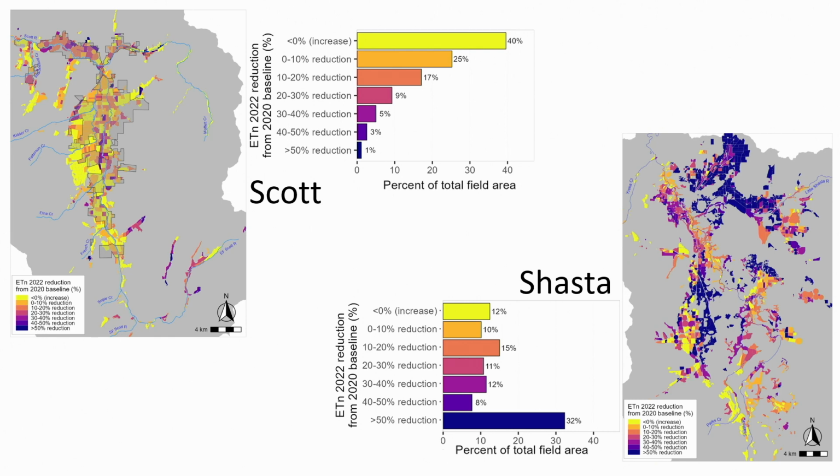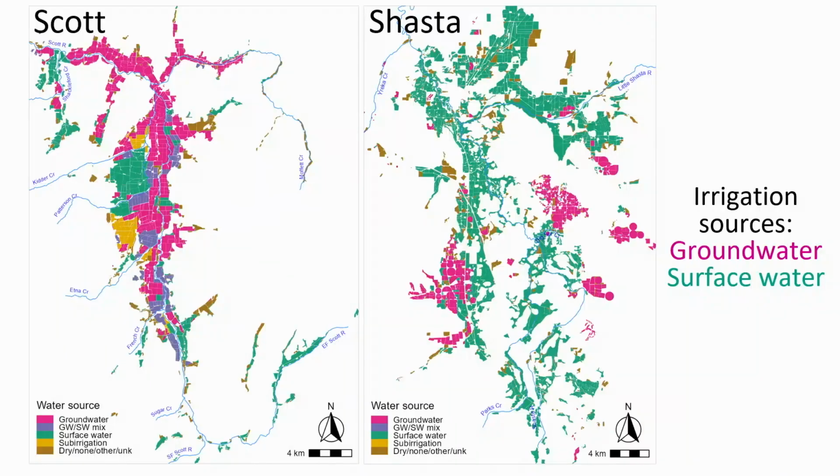And the bar graph just showed the same thing as the map, but put it as the percent of area. So it's just easier to get the quantities. In Shasta, the biggest category was the greater than 50% reduction. In the Scott, what we see is that the most common thing was a slight increase in net ET or a less than 10% reduction in ET. So there's two different things going on in these basins.